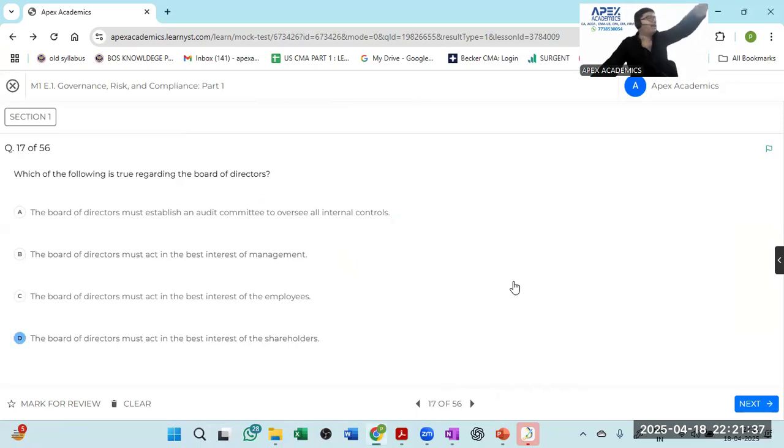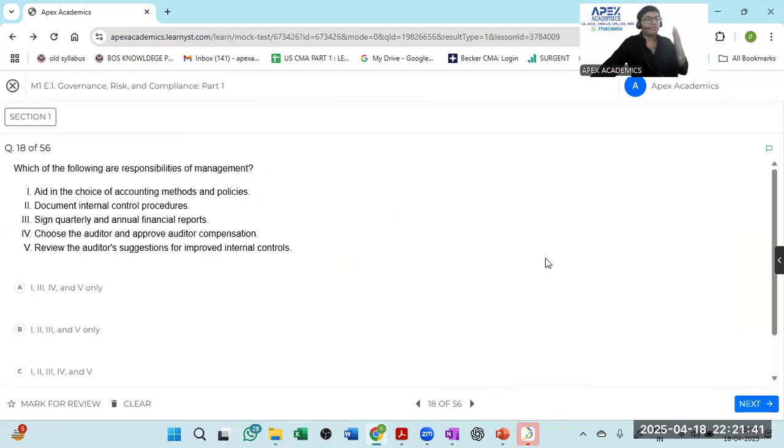Next question of board of directors, number 18. Which of the following are responsibilities of the management? Aid in the choice of accounting methods and policies. Yes. Document internal control procedures. Sign quarterly financial statement. Yes.